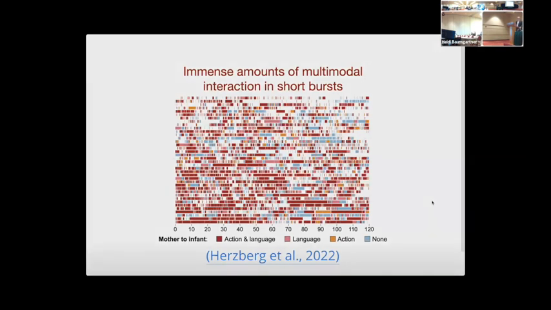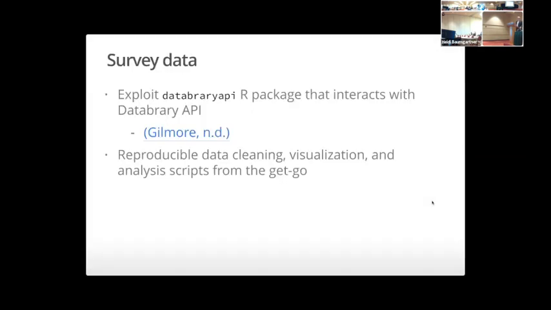For the survey data, we use an R package that interacts with the Databrary API, which I wrote partly as a way to learn about how to interact with APIs. I use it extensively, and the team does too. We're creating reproducible data cleaning, visualization, and analysis scripts from the get-go. If you think of the data repository as the final home for your data, then you can write reproducible analysis scripts against it that you can give to someone else as soon as the data are openly shared.